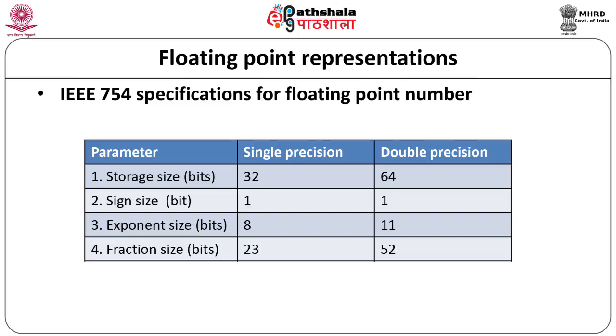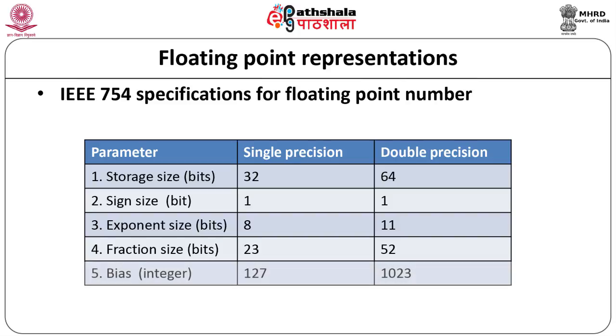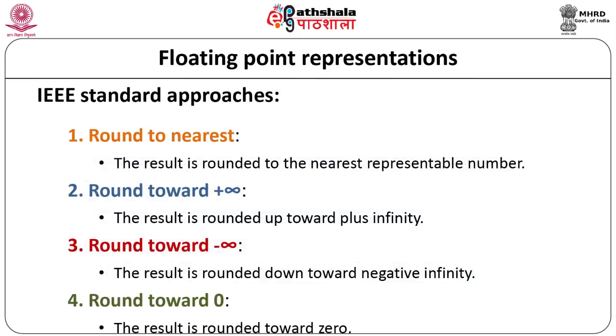23 bits and 52 bits of storage are required for storing the fraction part of single precision and double precision numbers respectively. The exponent is stored in a bias representation, that is excess representation, to permit both positive and negative exponents. The floating point arithmetic IEEE standard uses the following approaches: round to nearest, second, round towards plus infinity, round towards minus infinity and round towards 0.